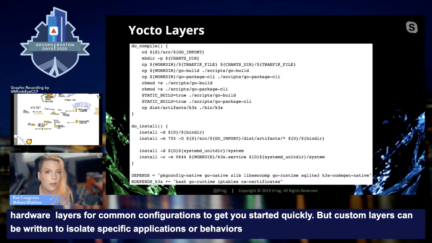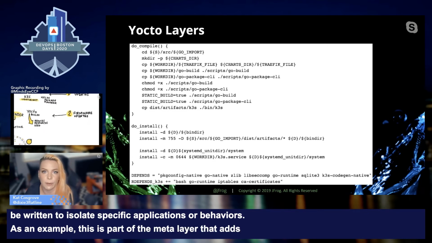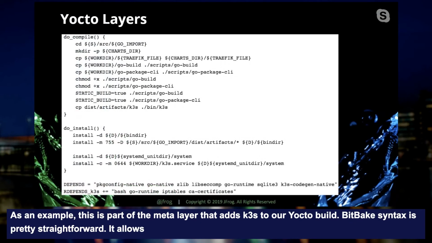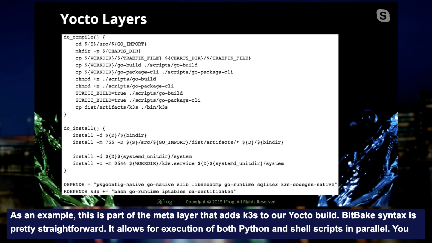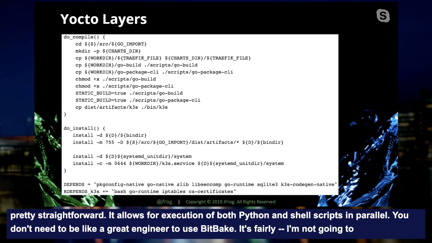As an example, this is part of the meta layer that adds K3S to our Yocto build. BitBake syntax is pretty straightforward. It allows for execution of both Python and shell scripts in parallel. You don't need to be a great engineer to use BitBake. It's fairly, I'm not going to call it easy because I don't like that word, but it is fairly quick to pick up.